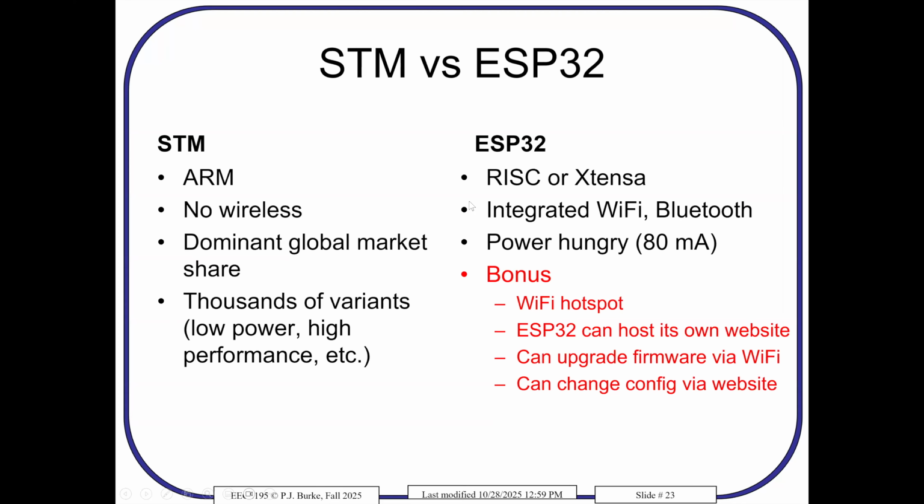And RISC was invented at Stanford, and it's starting to take off again, I understand, for high-end processors. But the nice thing about ESP32 is that it has integrated Wi-Fi and Bluetooth. So on the semiconductor, there's a Wi-Fi and Bluetooth transceiver. All you need is to put a little antenna on it, and you're good to go. You have Wi-Fi. The bad news is it's power hungry, so it's not useful for really low power applications.